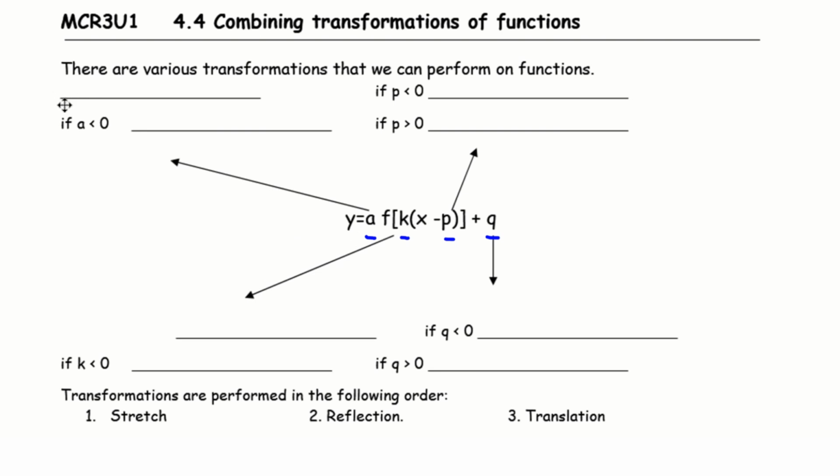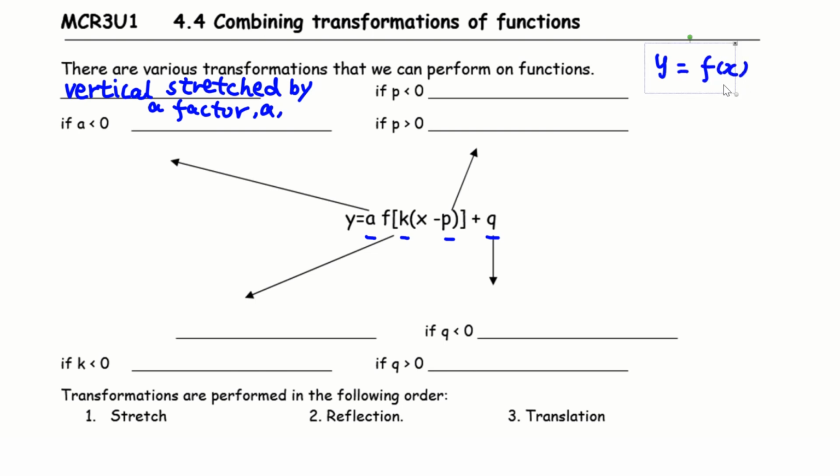For the a value, it is a vertical stretch of the whole graph. Vertical stretch will affect the steepness of the graph. You could write it as vertically stretched by a factor of a. And all of this is from the parent function, the given function y equals f(x).